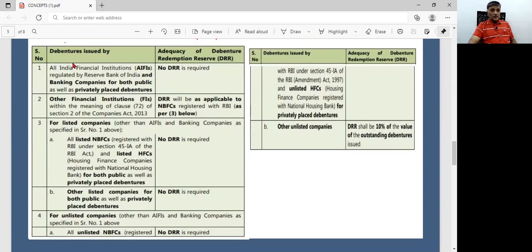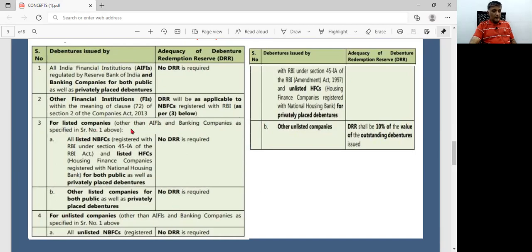Look at this. Debentures issued by all India financial institutions regulated by RBI and banking companies, for both public as well as privately placed debentures, no DRR is required because they are cash rich. If something is governed by RBI, or banking companies, you will not have any problem in terms of liquidation or cash flow, right? So there is no problem of creating a DRR. Similarly, for other financial institutions within the meaning of clause 72 of section 2 of the Companies Act, DRR will be as applicable to NBFCs registered with RBI as per 3 below. We will see what is the 3.